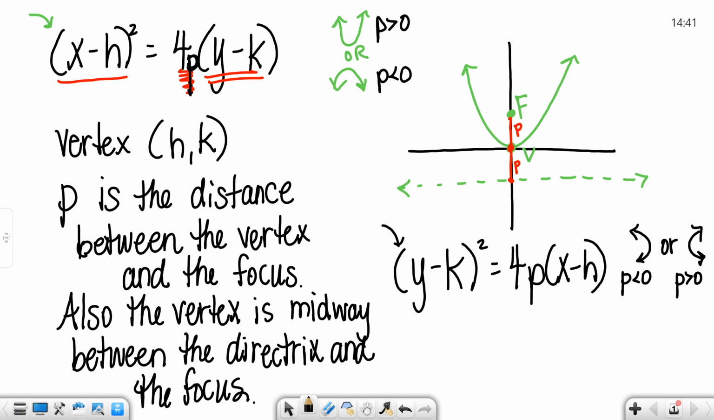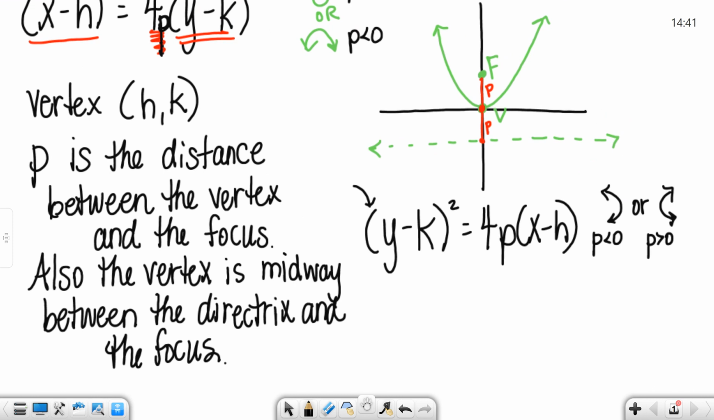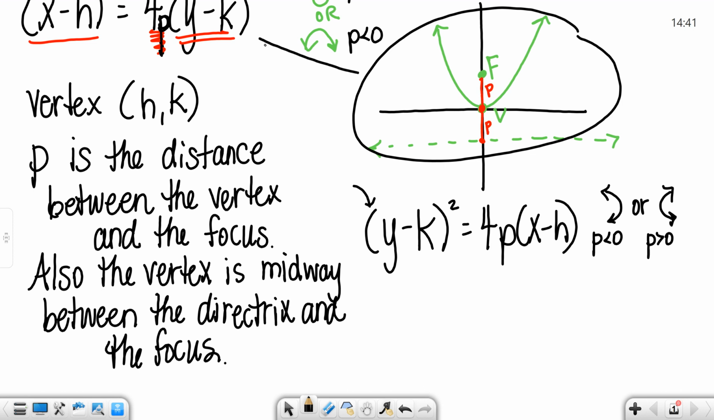And for both of them, my vertex is (h, k). And for both of them, p is the distance from the vertex to the focus and from the vertex to the directrix. So this graph right here goes with that equation.